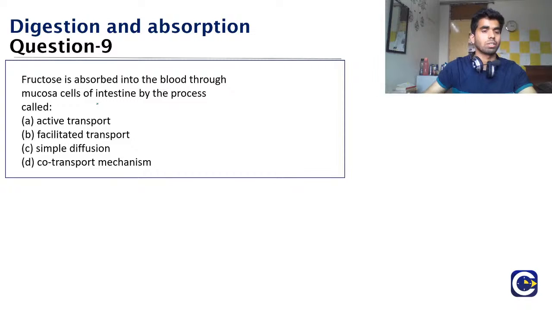Now coming to the next question. Fructose is absorbed into the blood through the mucosa cells of the intestine by the process called: option A, active transport; option B, facilitated transport; option C, simple diffusion; and option D, co-transport mechanism. So what is the answer for this question? I mean, what is the way in which fructose is absorbed in the alimentary canal?